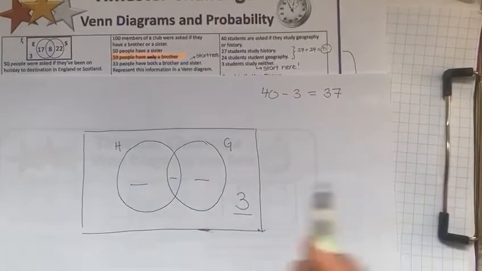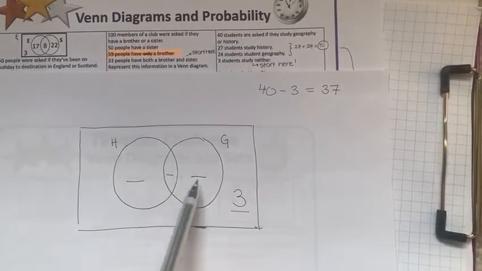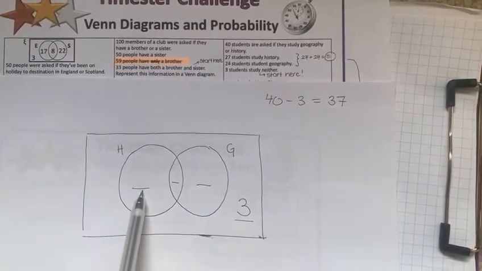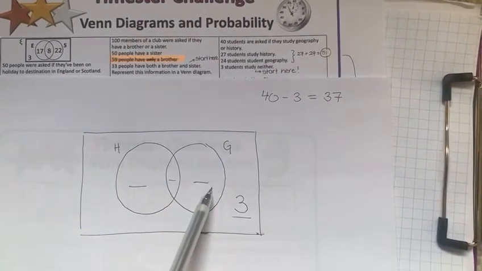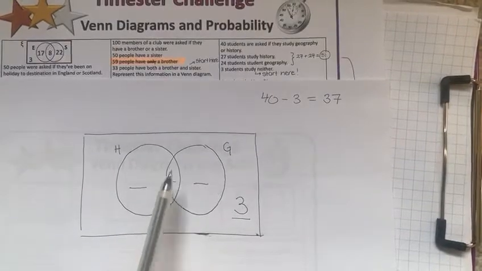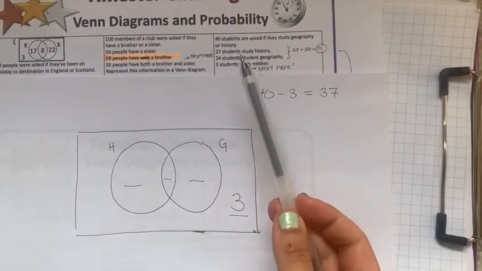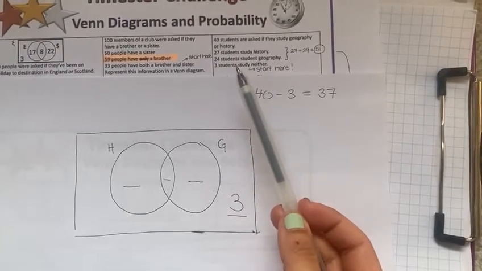That must mean that those 3 numbers together have to add to 37. Okay, so just keep that in mind. The students who study only history, the students who study only geography, and the students who study both will add to 37. Now I'm told that there are 27 students who study history and 24 who study geography.